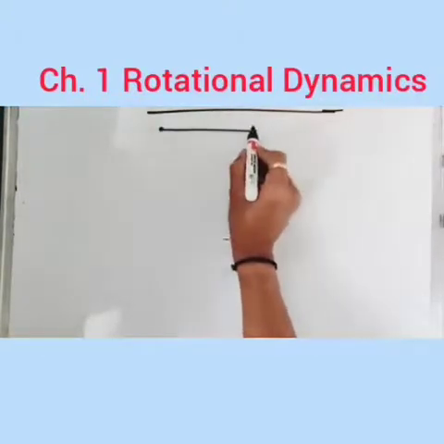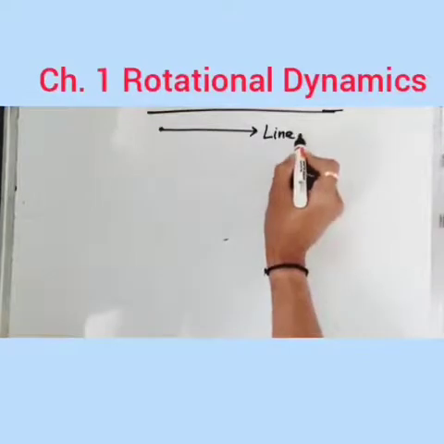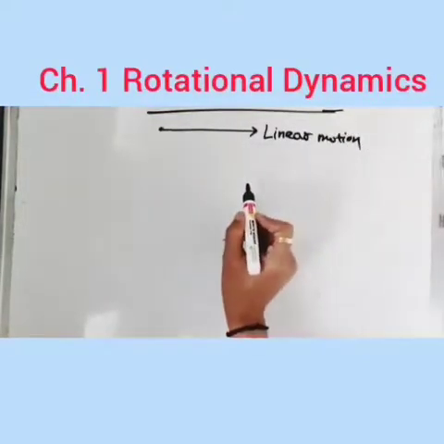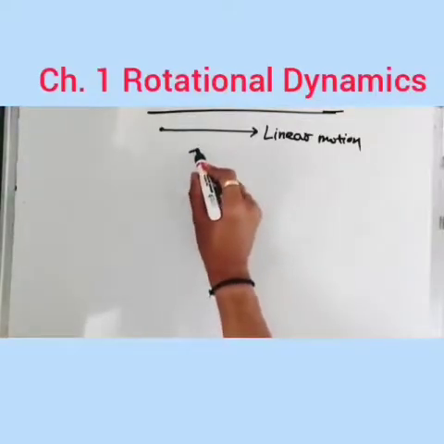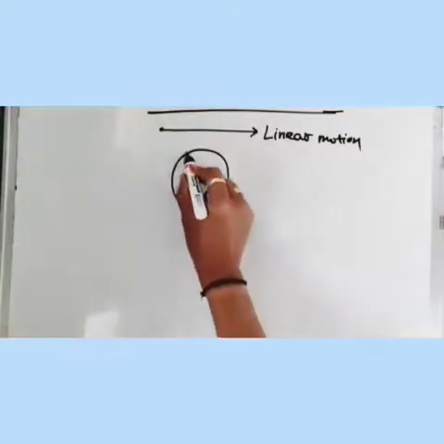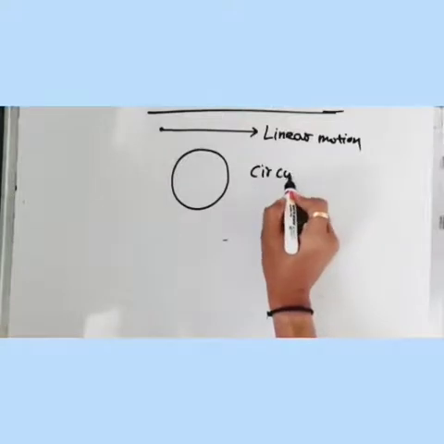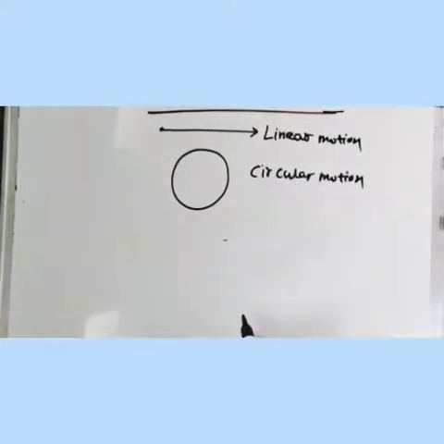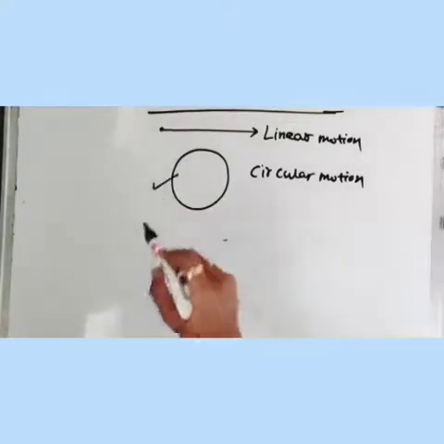along a straight line, which is called as linear motion. As well as in the same chapter we have studied motion of a particle along circumference of circle, which is called as circular motion. Now in this chapter we are going to concentrate on circular motion.